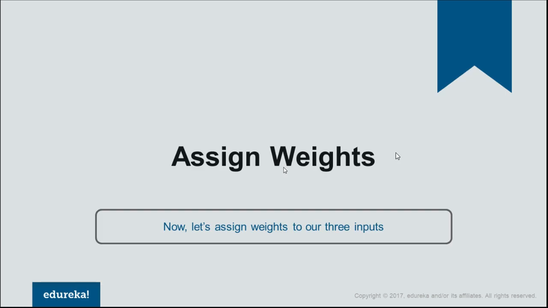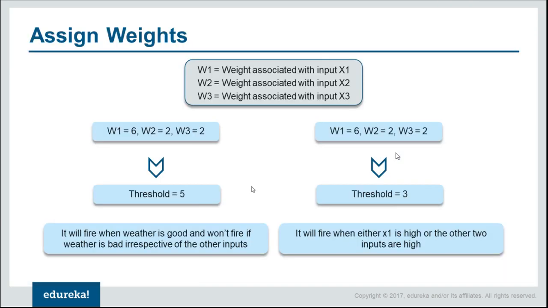Now let's see how to assign weights. So let's assign weights to our three inputs. We got three inputs, x1, x2, x3, and to each one of them we are assigning weights w1, w2, w3. Let's say initially we take some values for the weights, let's say 6, 2, 2, and we are setting a threshold as well, let's say 5. What does a threshold of 5 mean? You can think that this particular neuron will fire, or send a positive value, if it crosses the threshold.